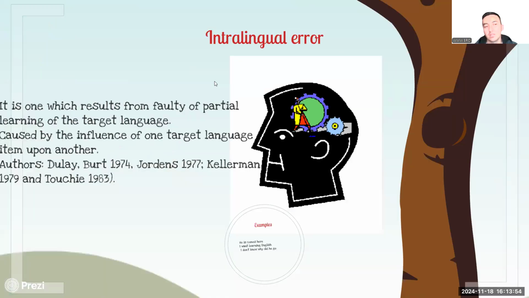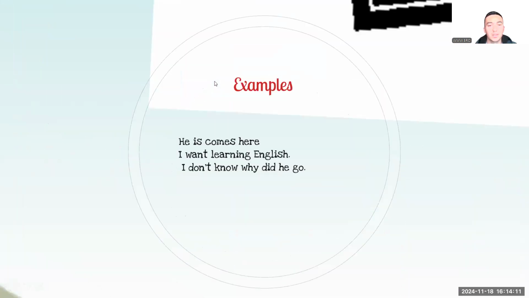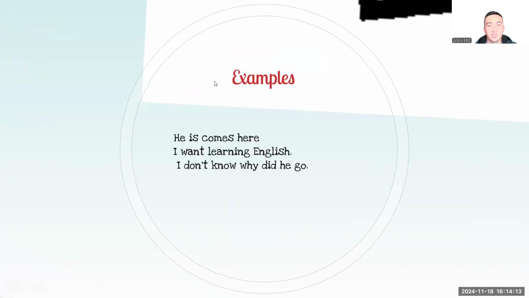Intralingual error is one which results from faulty or partial learning of the target language, caused by the influence of one target language item upon another. For example, "he comes here", "I want learning English", "I don't know why did he go". Things like that.